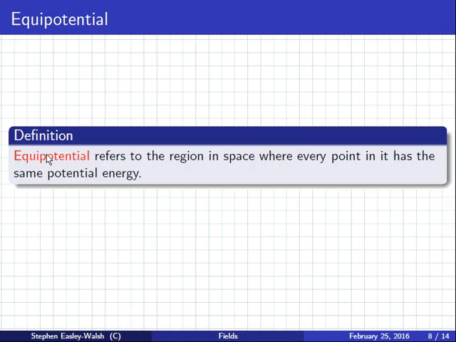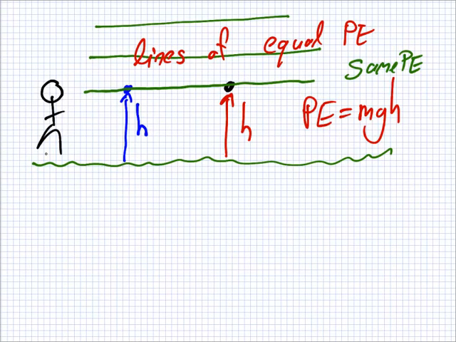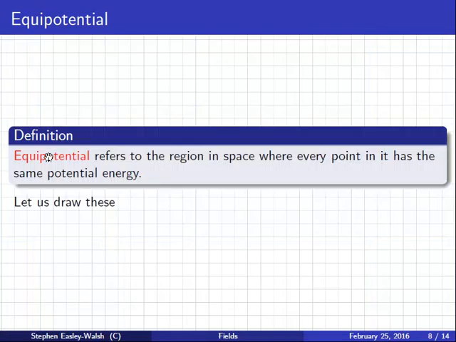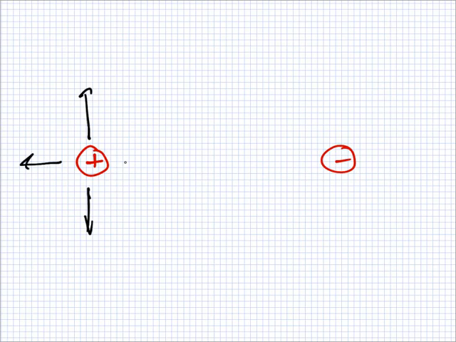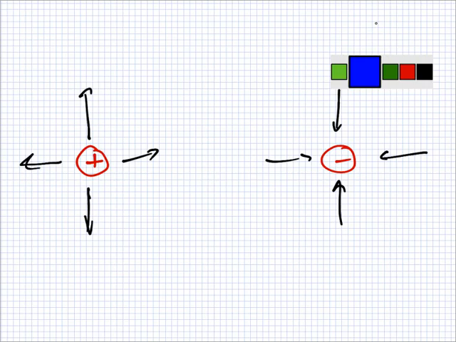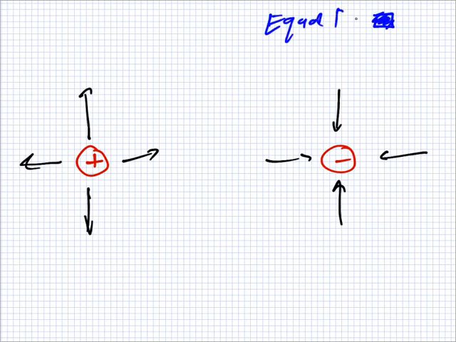I'll draw a picture now. We can draw this if you want, but I have a better picture for you. Let me draw these lines, so you can add these to the pictures you drew for me earlier. The first picture you drew was the positive and the negative, wasn't it? And the electric field is going out here, and here it's going in. So in blue, that would be the lines of equal potential.